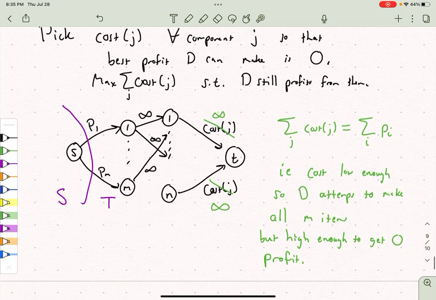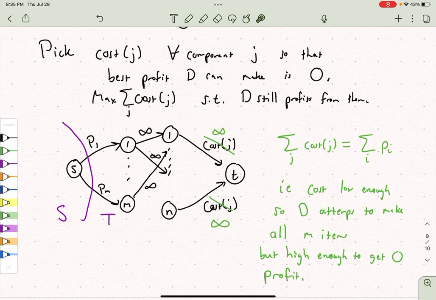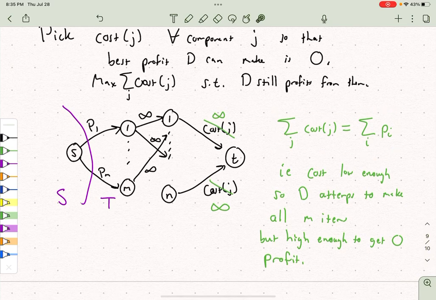And obviously this is the best you could do as company S, because if you made this any bigger than the sum of all the profits for company D, then immediately they would get a net negative profit from doing this. So clearly we can't do better than this, and so this will be maximal.